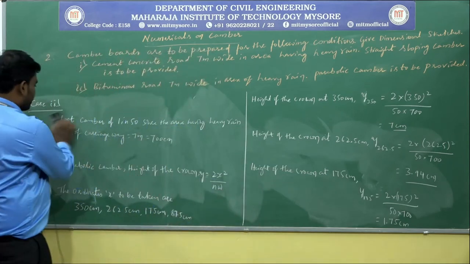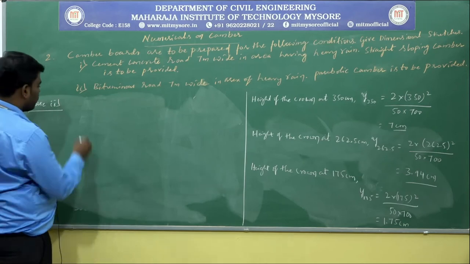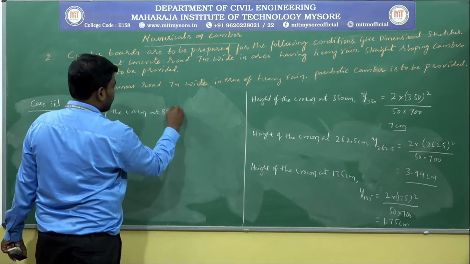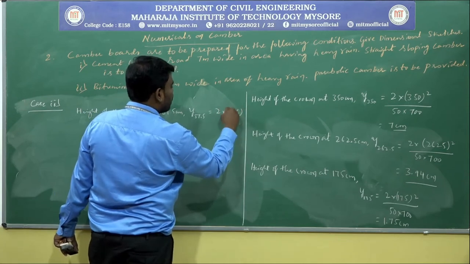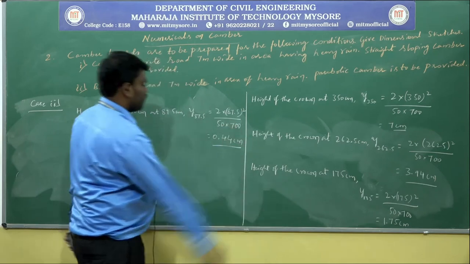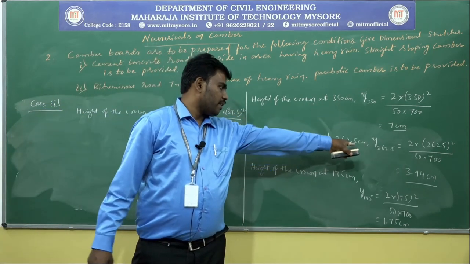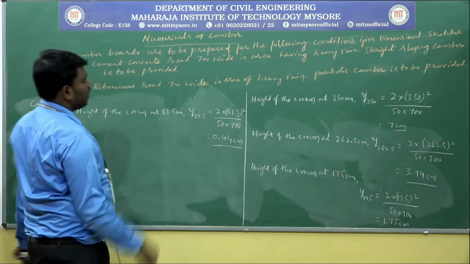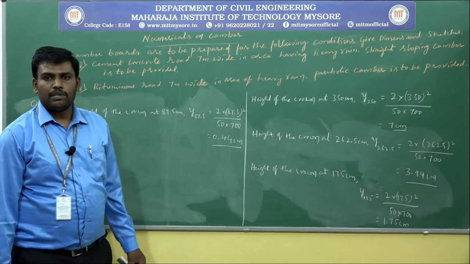And the next, height of the crown at 87.5 centimeter, that is y 87.5 is equal to 2 into 87.5 square divided by 50 into 700. You may get about 0.44 centimeter. So height of the crown at 350, it is 7 cm, at 262.5 cm, it is 3.94 cm, at 175 cm, it is 1.75 cm, then at 87.5, it is 0.44 cm. And don't forget to give the dimensional sketch.